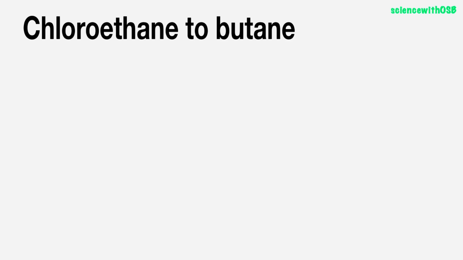Chloroethane to butane. First we can write the reactant and product. So here what is the reactant? Chloroethane, right? CH3 CH2 Cl. And what is the product? Butane. CH3 CH2 CH2 CH3. Before writing the answer, make a strategy to follow. See, check the question properly.